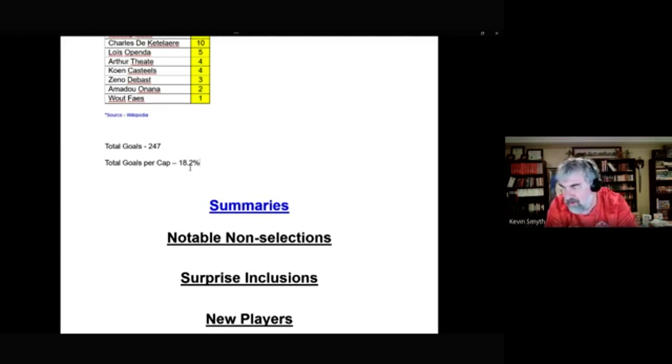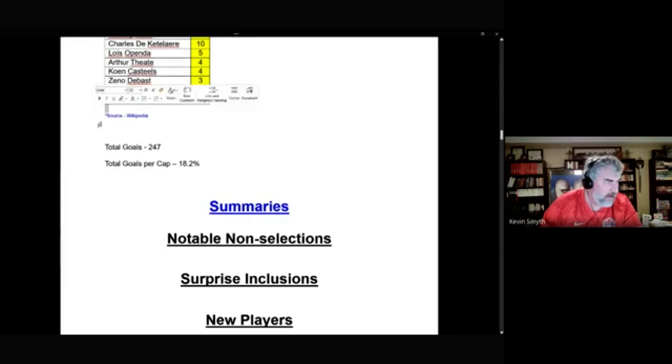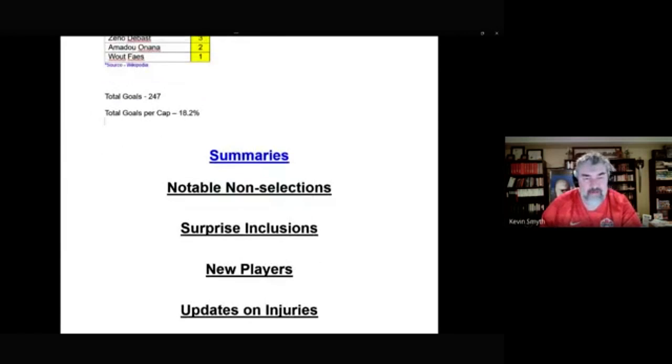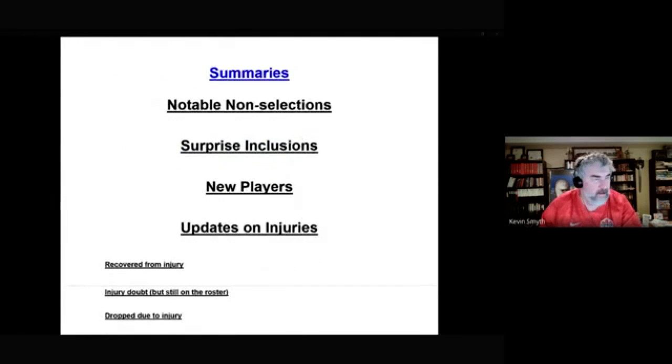Oh, no, wait, I do see France is at 20.1, and Argentina's at 18.5, but Belgium is up there with the highest scoring teams in the world, actually. So that's their strength. We'll talk about maybe a weakness when we get to the discussion at the end, but let's move on to some summaries.